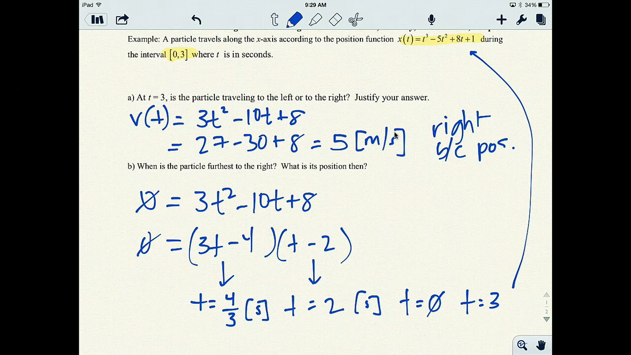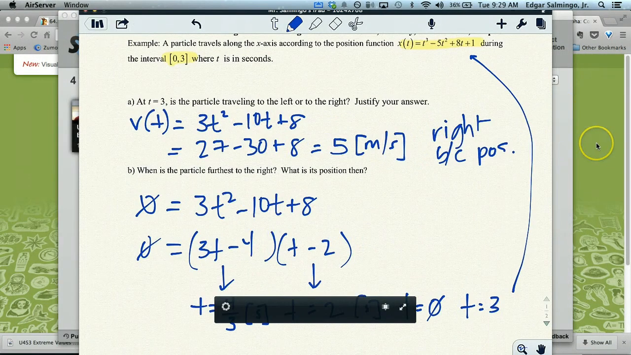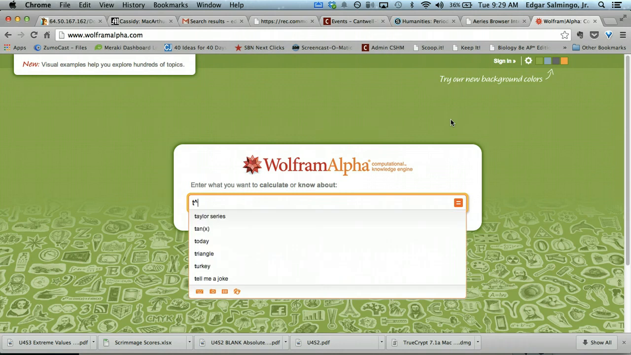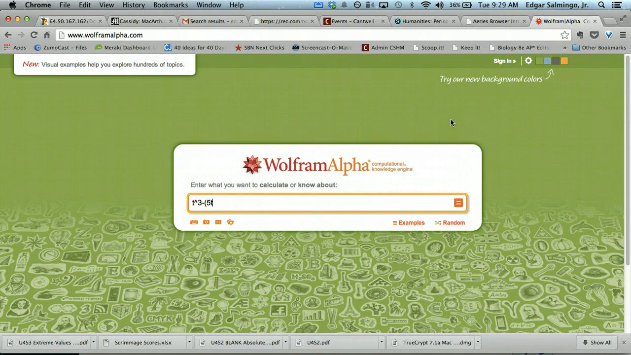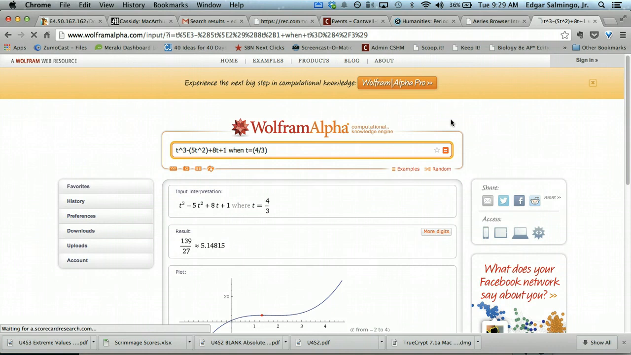So I'm going to plug this into a calculator, or if you want, you could also use wolframalpha.com. I'm just going to really quick go over to the website. I'm going to type in t to the third power minus 5t squared plus 8t plus 1 when t equals, and the first one we have is 4/3. So I'll put this into the calculator, and it tells me that I get 5.14.